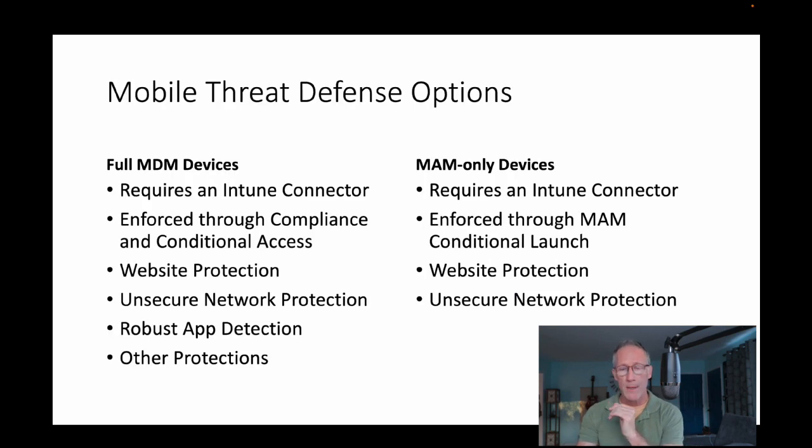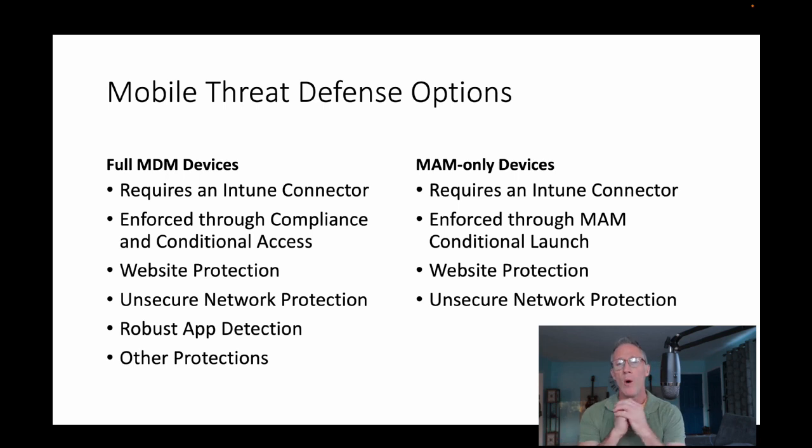So let's talk about these options just briefly. Full MDM devices require an Intune connector. You'll install this in the administration and tokens area. It's enforced through compliance and conditional access. You get website protection, so it warns you about or blocks going to certain sites. Unsecure network protection. A lot of robust app detection. It can see what apps are on a device. Some other protections as well. We're not going to get into too many details.